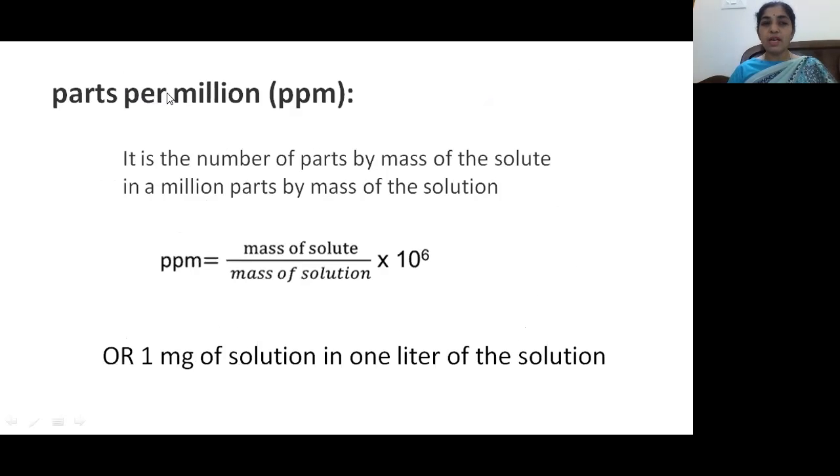Next we'll pass on to parts per million, that is, in short, we call it ppm. It is the number of parts by mass of the solute in a million parts by mass of the solution. So ppm is equal to mass of solute divided by mass of solution into 10 to the power 6. Or in the simplest way, if I am going to define it, if you dissolve 1 milligram of solute in 1 liter of the solution, you will get a 1 ppm solution.